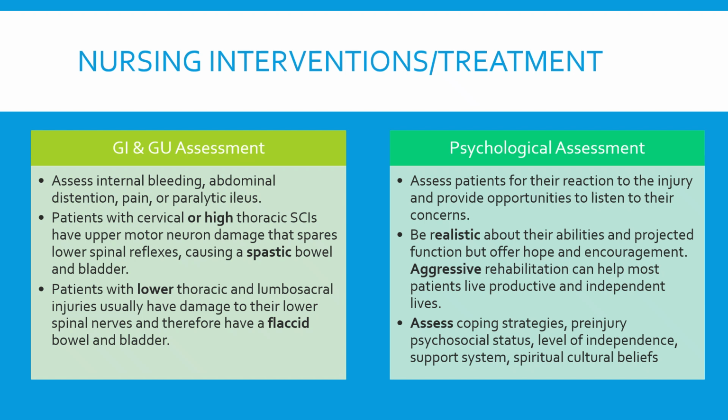Assess patients for their reaction to the injury and provide opportunities to listen to their concerns. Be realistic about their abilities and projected function, but offer hope and encouragement. Aggressive rehabilitation can help most patients live productive and independent lives. Assess for coping strategies, pre-injury psychosocial status, their level of dependence, their support system, and spiritual and cultural beliefs.